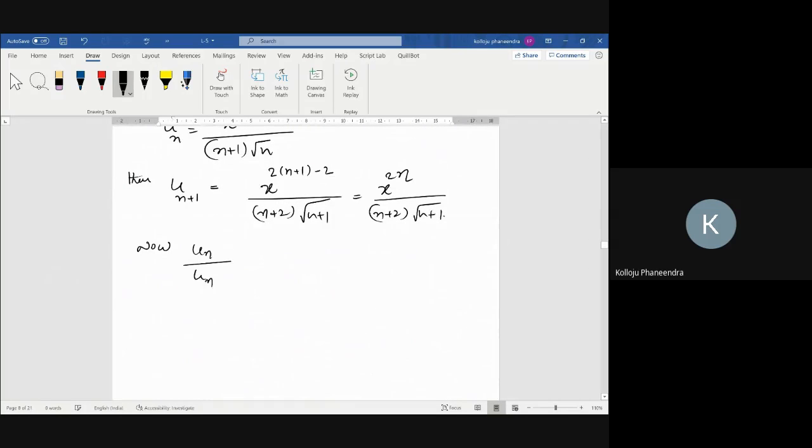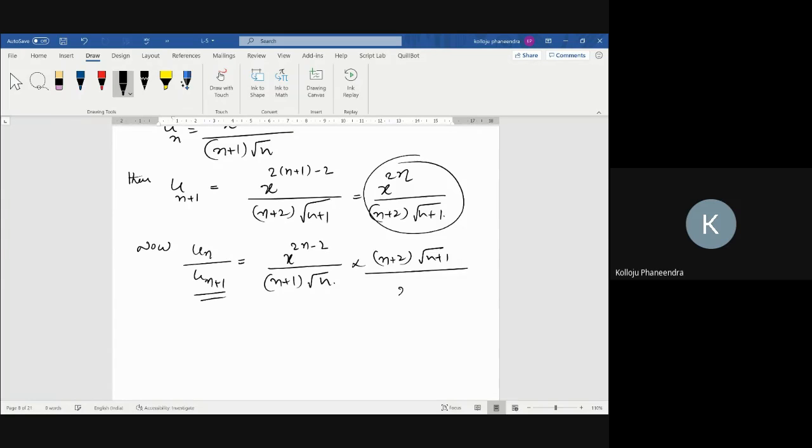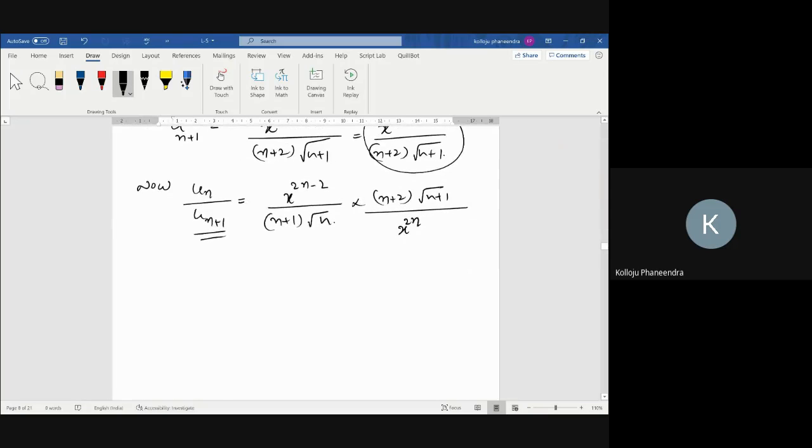un upon un plus 1 is equal to, what is un? X to the power of 2n minus 2 by n plus 1 under root n, divided by un plus 1. So this denominator becomes numerator, by x to the power of 2n. Any doubts? un by un plus 1.